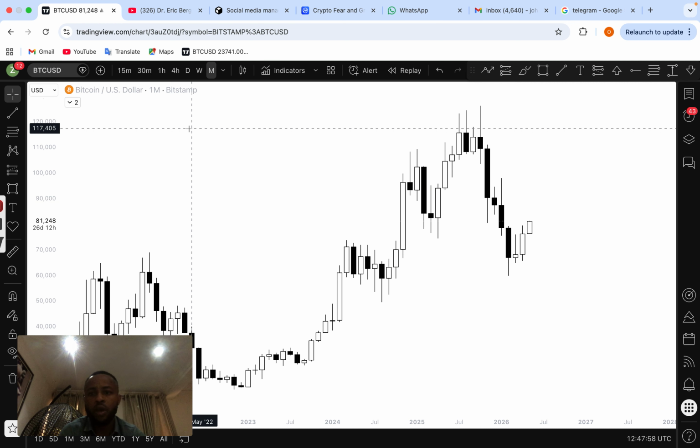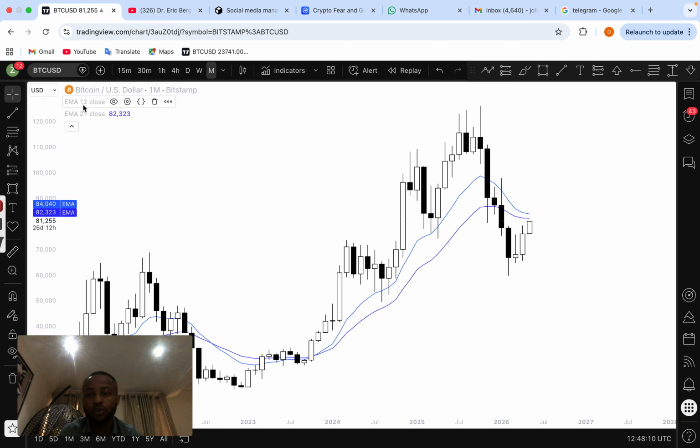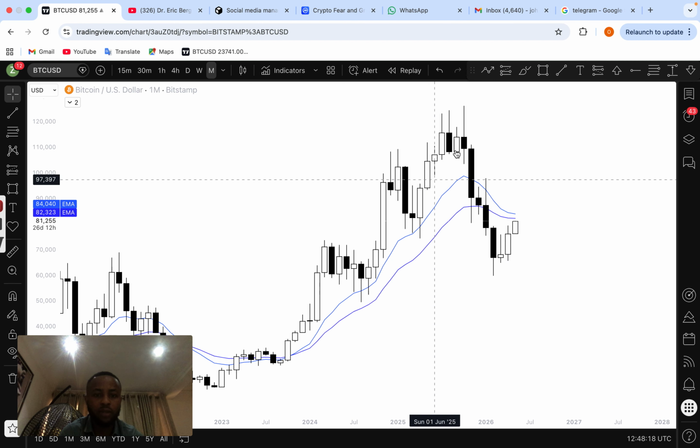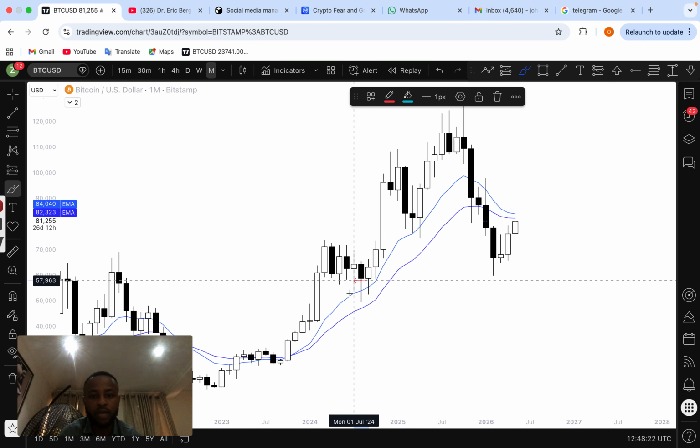Okay. So before doing anything, I would like to quickly introduce you guys to an indicator that I like to look at from a higher time frame level, maybe on the weekly or on the monthly. So let me bring in the 12 and the 21 weekly and monthly moving average, okay, EMA. So if you look at the 12 and 21 from an investment perspective, you can see that anytime that price hits this level, right?